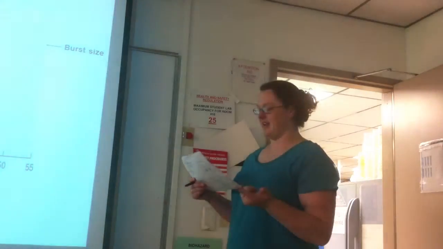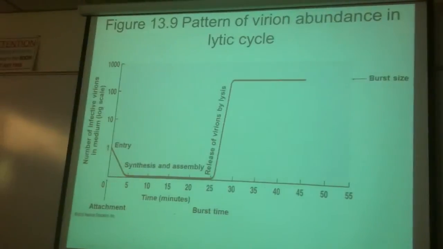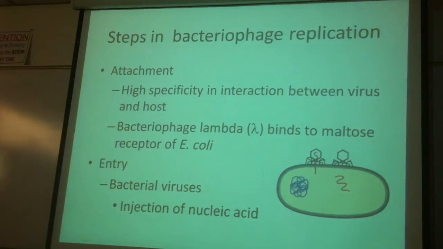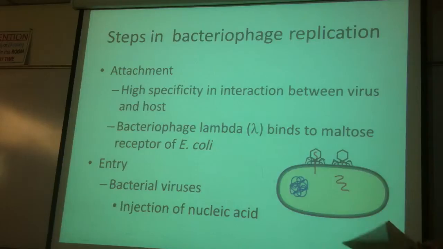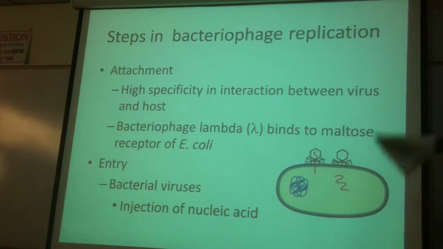Remember, we got attachment, entry, synthesis, assembly, release. More pretty pictures. Attachment is a highly specified interaction between the virus and the host. The bacteriophage lambda binds to a maltose receptor of E. coli. So it's one of those things where they don't just recognize the host, they recognize a particular specific part of that host. Because that's where a lot of times these drugs are trying to target.